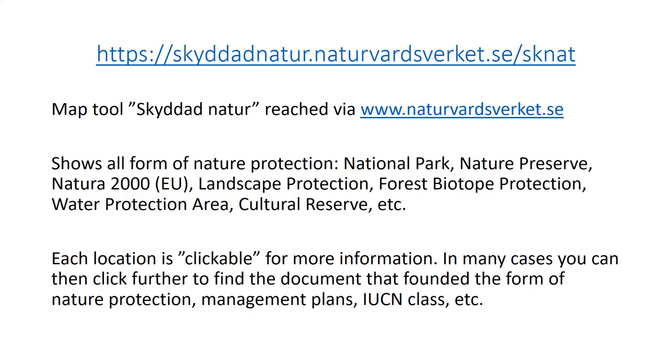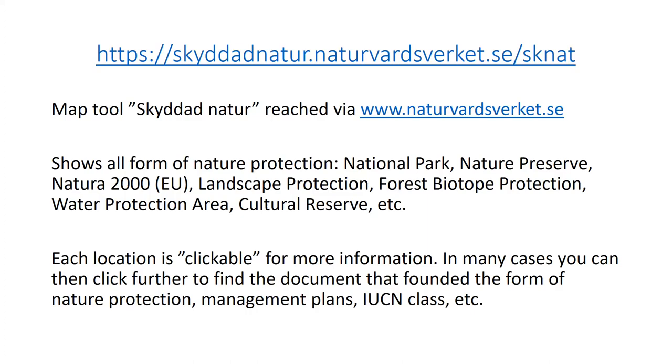These are overlaid. Sometimes, for example, a nature preserve and a Natura 2000 area can be overlaid on top of each other, and the other forms of protection might be overlaid as well. You can click on each location. If a particular geographic location is protected in more than one way, then the different ways of protection can be shown. It appears in a box, as we'll see. In almost all cases, you can click within the box and find out more information.